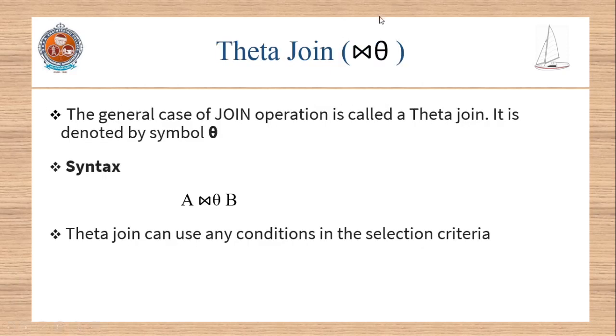Coming to theta join, this is the notation we use for representing the theta join. It is a general case of join operation and it is denoted by the symbol theta. The syntax is A theta join B. Here theta represents the condition that we specify, that is the selection criteria.